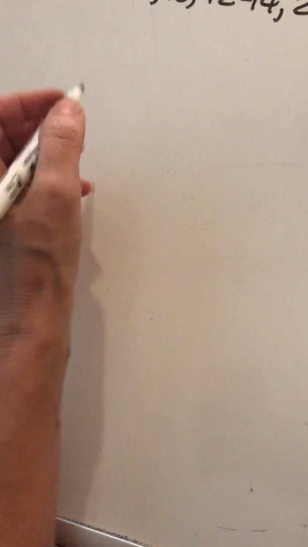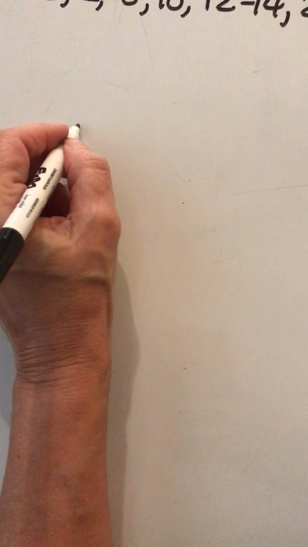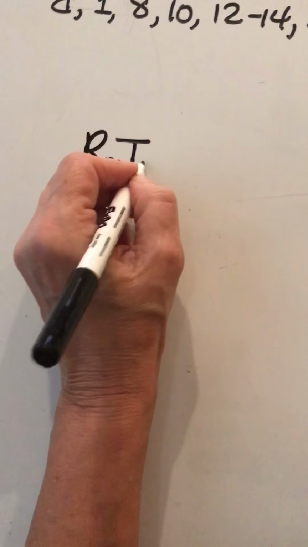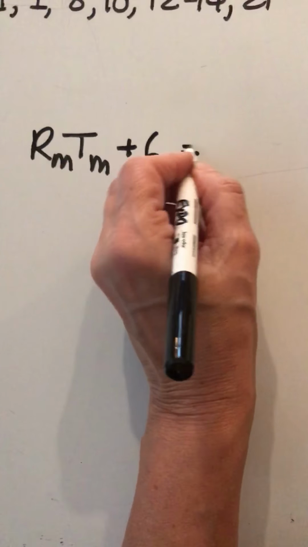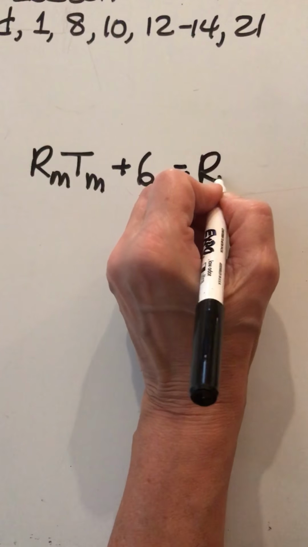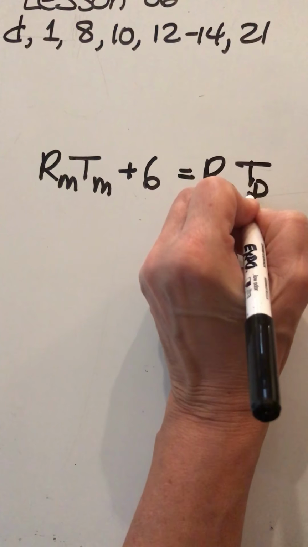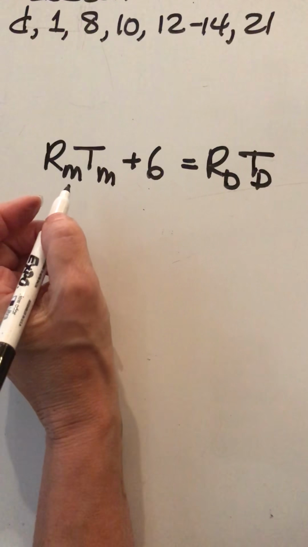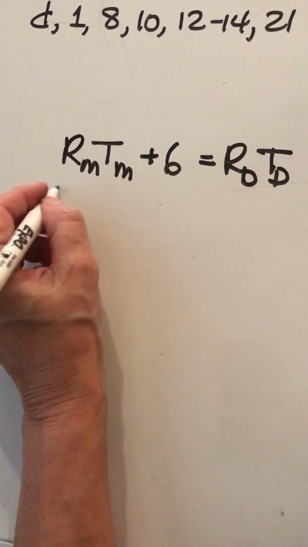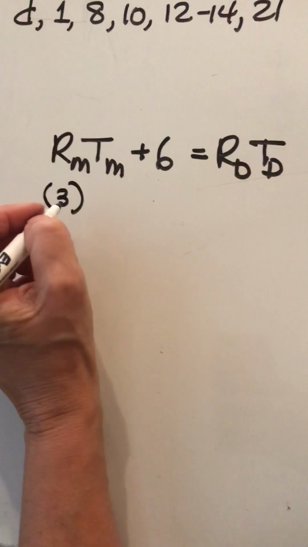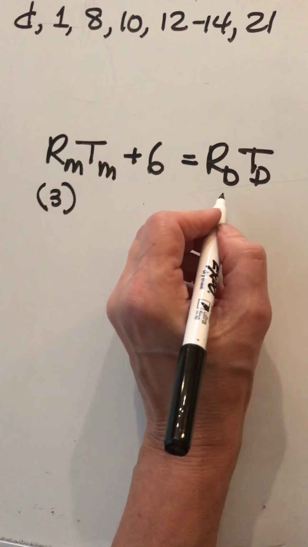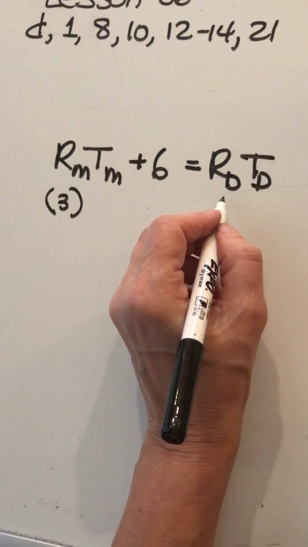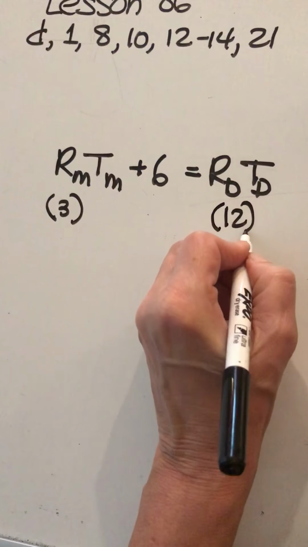All right, 21 is similar to what we did in class today. I have RM, TM plus 6 equals RD, TD. And I'm going to begin substituting in. The next equation says RM is 3. So I'm going to substitute that in for RM. The third equation says RD is 12. I will substitute that in.